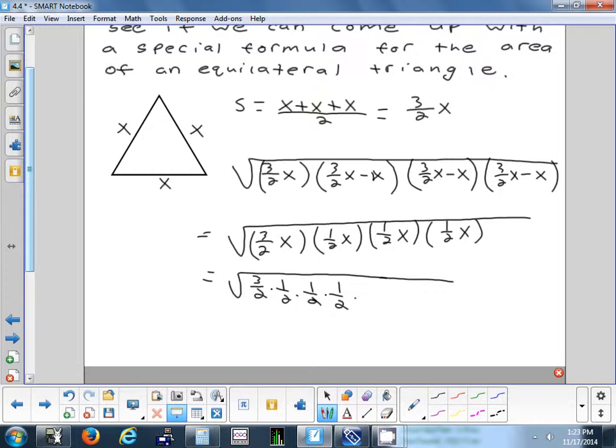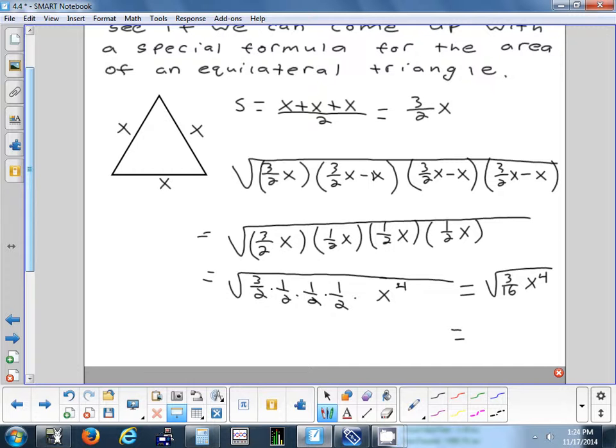What would that be? X to the 4th power. Now we can simplify this entire fraction. The numerator is 3 times 1 times 1 times 1. What does that become? 3 over 2 times 2 times 2 times 2. 16. And the x to the 4th we still have.